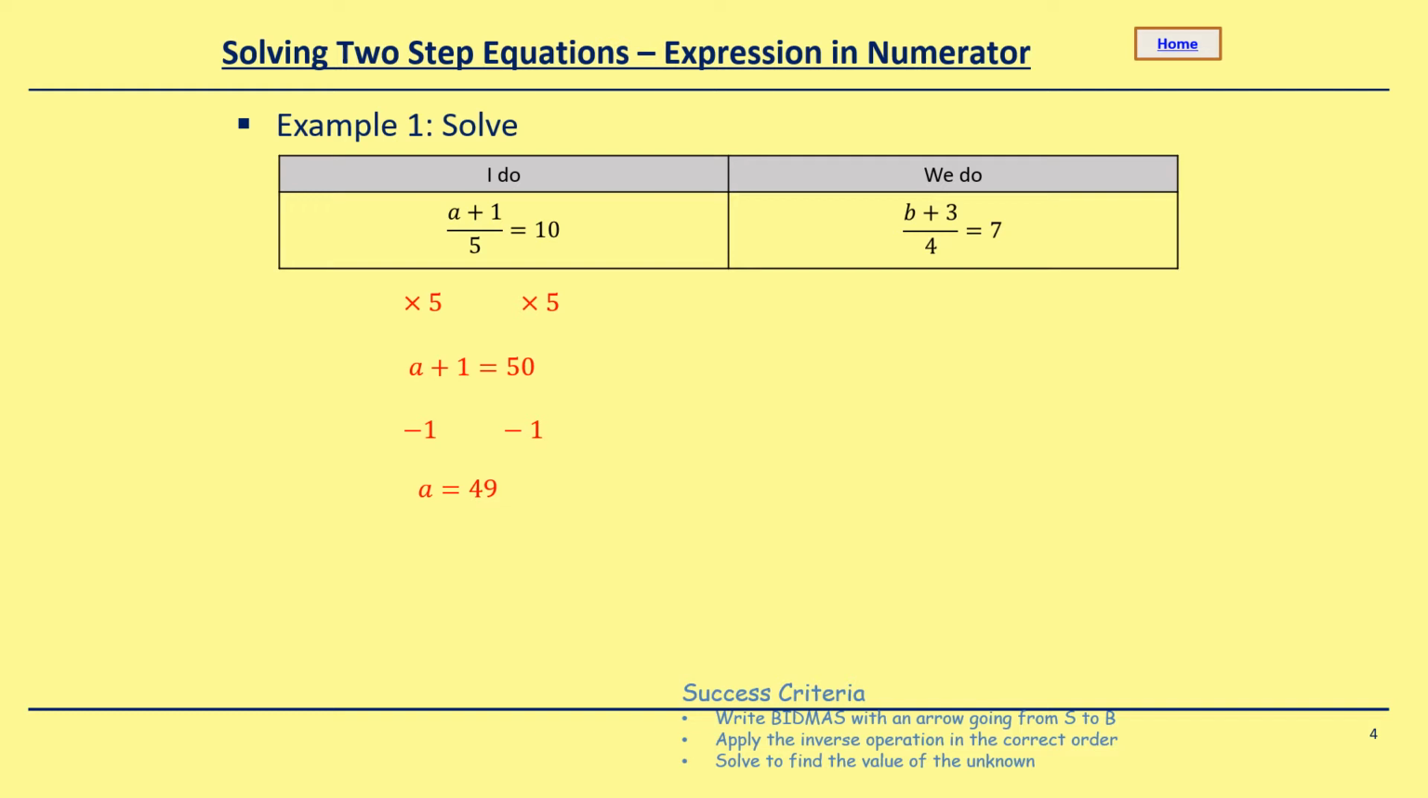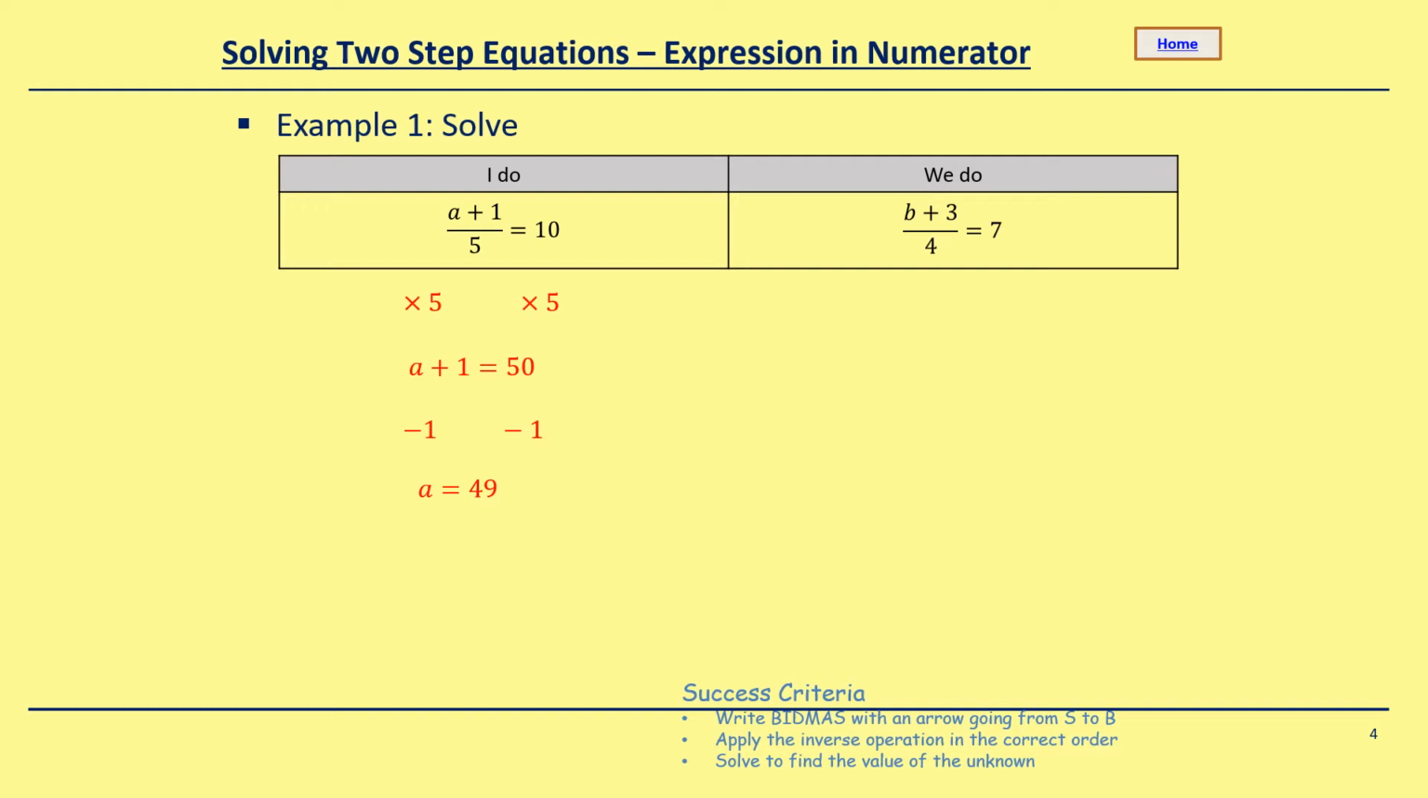Now if you look at that, we can check have we got the right answer by substituting a equals 49 back into the equation. Look at the equation, a plus 1 all over 5 equals 10. So 49 plus 1 is 50, and 50 divided by 5 equals 10. So we know we're right.